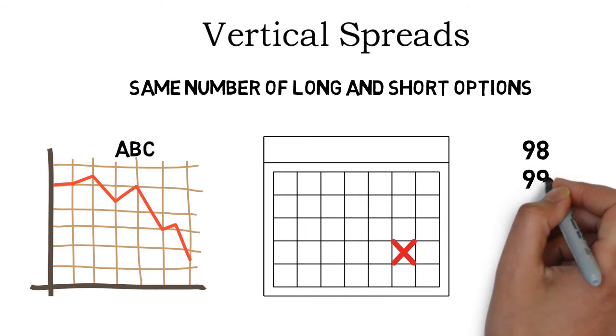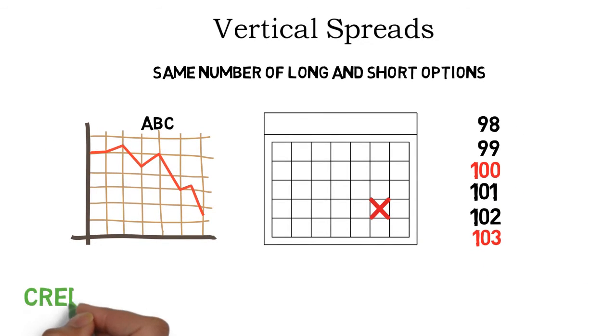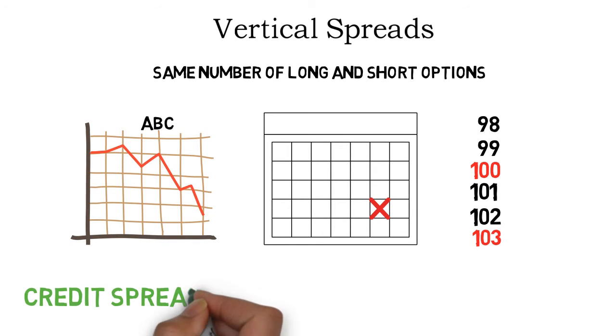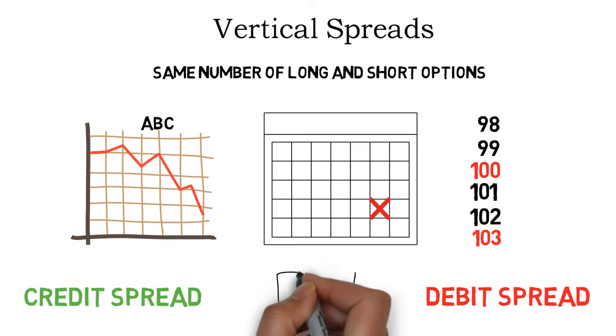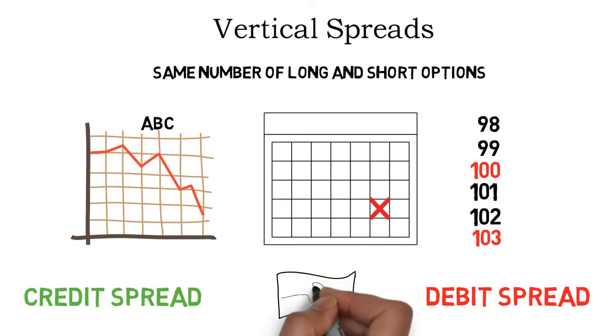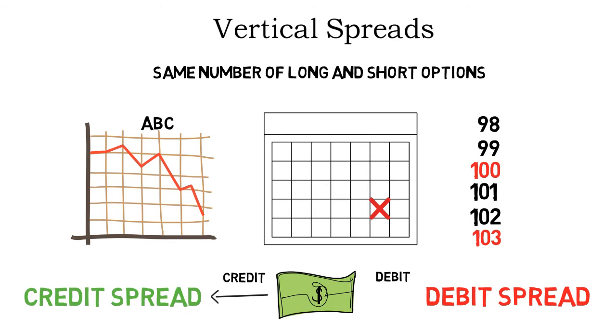The two most common and well-known vertical spreads are credit spreads and debit spreads. The difference between these two being that, just like the name implies, credit spreads are open for a credit and debit spreads are open for a debit. In other words, you have to pay to open a debit spread, but you receive money when opening a credit spread. The amount paid or received is also called premium.